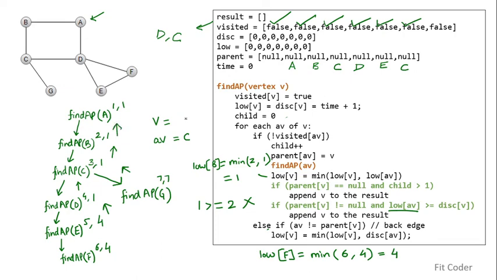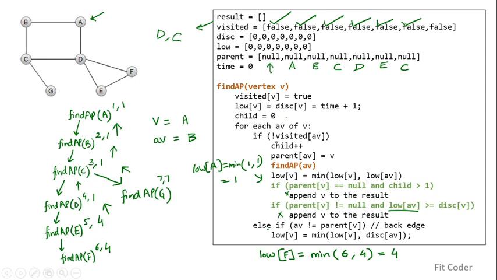So now V is A and AV is B. We calculate low of A, which is the minimum of low of A and low of B. So it is 1, and 1 is already assigned to A. So we come to this if condition. Now the parent of A is null and child is greater than 1, but A has only one child, which is B. So this condition does not hold true, and this condition also does not hold true.